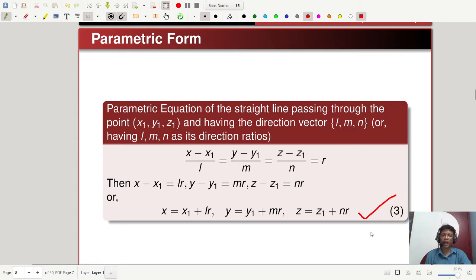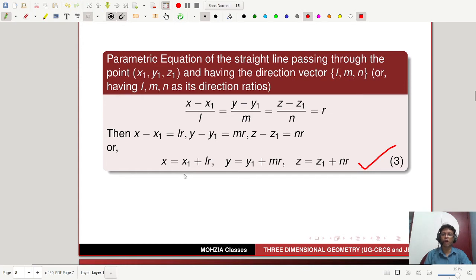So this represents any point on the line for any value of r. If you change the values of r, it will give you different points. So r is the only parameter of the equation. This is called the parametric form. It represents any point on the line. If you need any point on the line, just set this equation equal to r, and you will get x in terms of r, y in terms of r, z in terms of r. That will give you the parametric equation of the line.